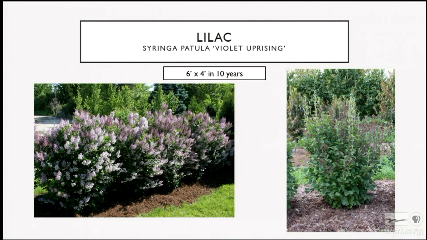Lilacs, again, we're looking here at this Violet Uprising. It gets six feet tall, 4 feet wide. Again, that's narrow for a lilac. It's got a great bloom, the smell, typical lilac, just a great shrub. But you have to play with the word narrow as to what exactly that means. It is narrow considering other lilacs. It's basically in the same venue as a Miss Kim lilac.